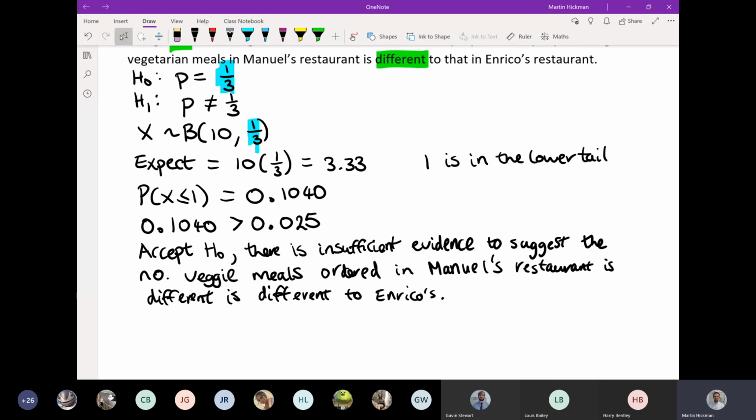But have a look at the assignment questions, work through those, let me know if there's any problems. Make sure you put in that context. Make sure you're always writing your hypotheses at the start. And see you back here on Friday for critical regions.